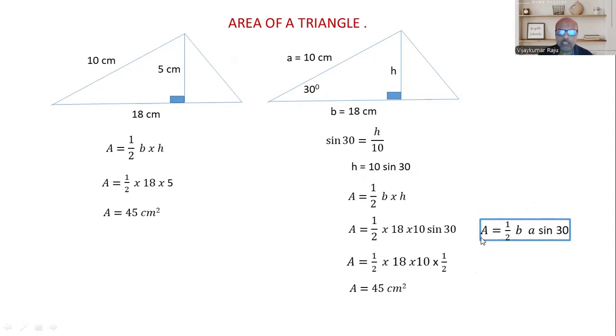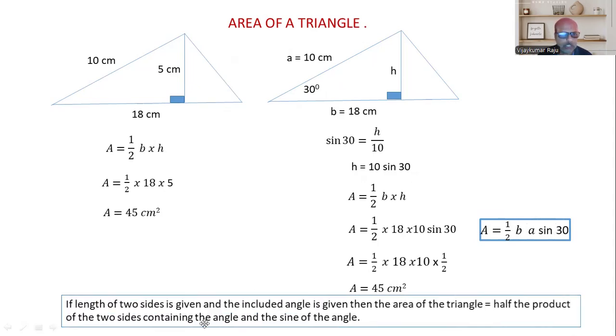This is the formula which we are going to use to prove our problem. If you put this in words, it will be like this: if the length of two sides is given and the included angle is given, then the area of the triangle is half the product of the two sides containing the angle and the sine of the angle. So now we are going to use this particular formula to prove our problem and solve the problem.